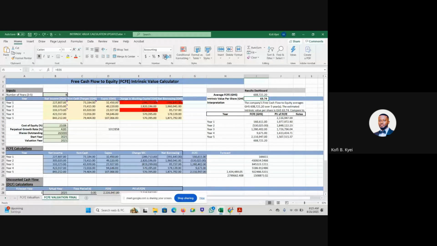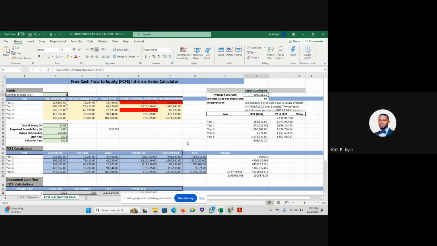63.74. If you bring it to present, you remove the decimals, it is 64. Okay, so average FCF is 68.608721. So basically, this is it.